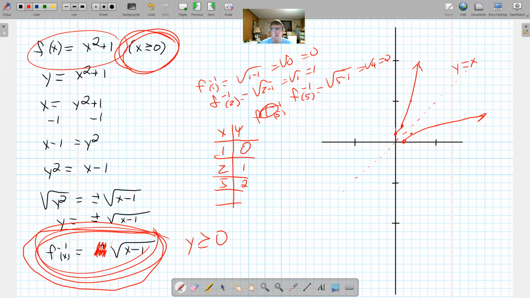Ordered pairs that are solutions to the one-to-one function, if you interchange the x's and y's, you get solutions to its inverse function. If you graph both functions on the same grid, they should be symmetric with each other about the line y equals x. And finally, if you compose a one-to-one function with its inverse in both directions, you should come up with x. And there you have it, folks.